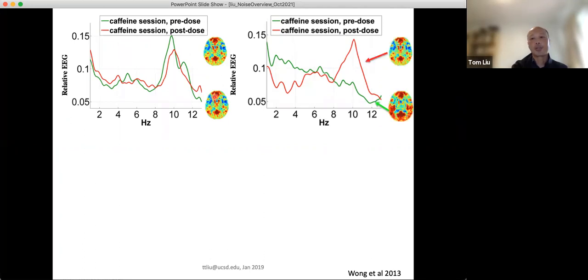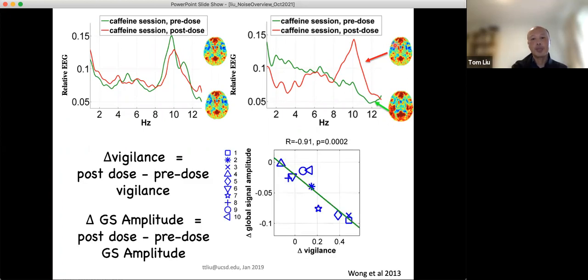In other subjects, they start off in a low arousal state where there's very low alpha. And then when you give them caffeine, the alpha appears and you end up with a very nice functional connectivity map. And it turns out that this is a very strong effect across subjects. If you look at the change in their vigilance as measured with the EEG, you can use that to predict incredibly well how much their global signal is going to change. Okay, so this was one of our first clues that this global activity that seems to be present everywhere is driven in part by changes in arousal or vigilance.